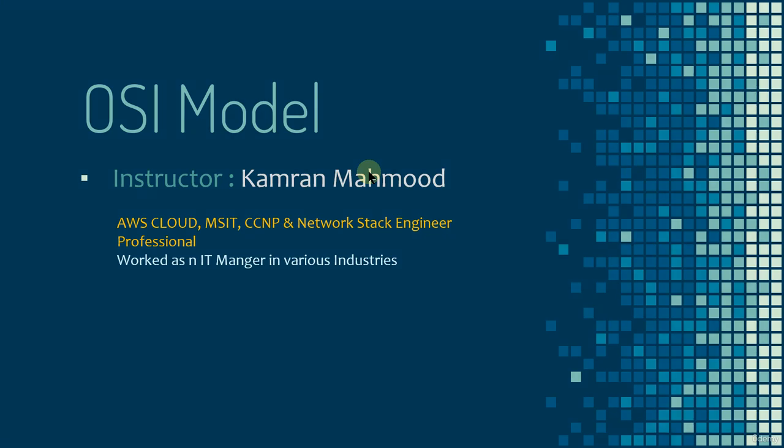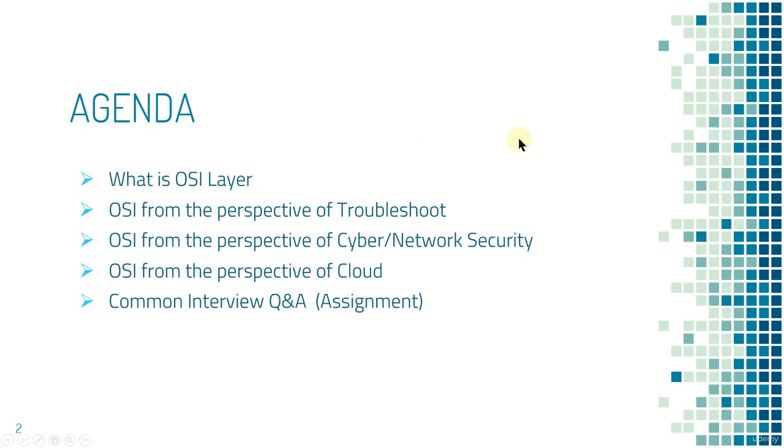So let's head over to the next slide, which is talking about the agenda. Since this is going to be the beginning of my program, I'm going to take a little bit of time over here and unfold some topics that I want to cover in this program. As you can see, this session is all about the OSI layer. I will be talking briefly about the 7 layers of the OSI model.